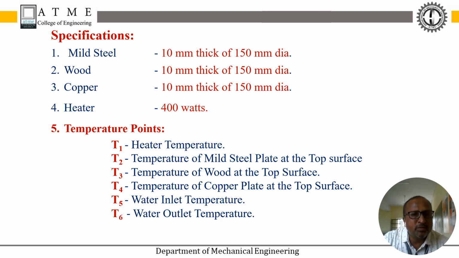Mild steel 10 mm thick of 150 mm diameter, wood the same thickness and same diameter, copper is also the same thickness and same diameter. Heater, we are using a 400 watts heater to heat up the composite wall.